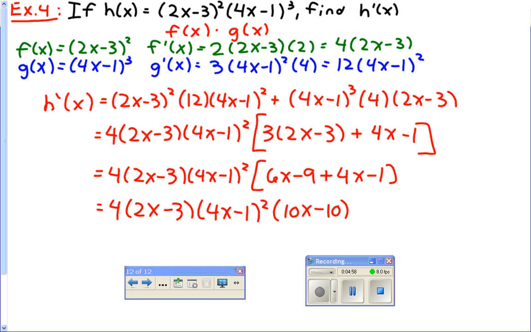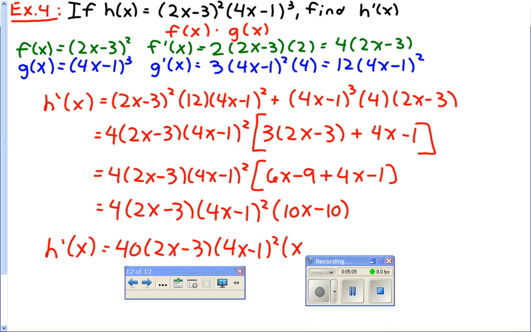So this should turn into h prime of x equals 40, 2x minus 3, 4x minus 1 squared. And if that doesn't give you chills, nothing in this world will. Okay. Now, then you might say, why is University Calculus hard?